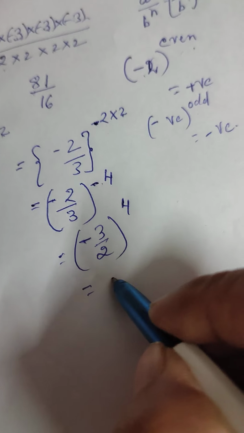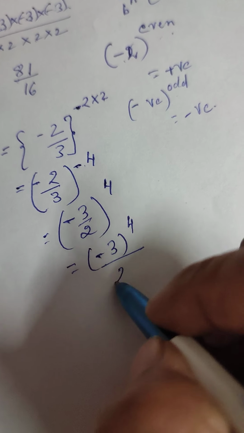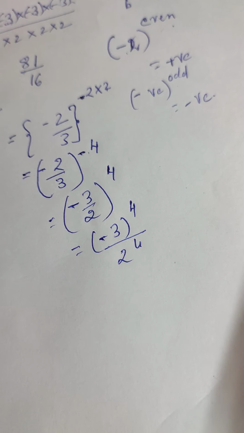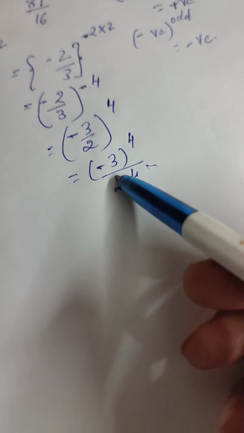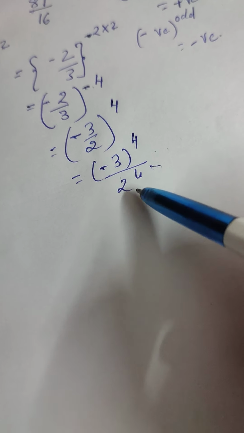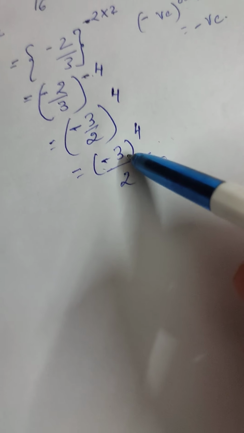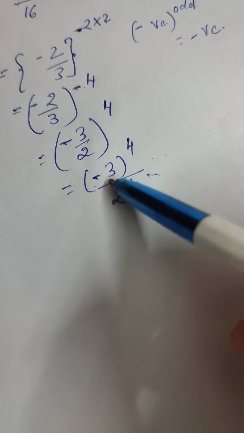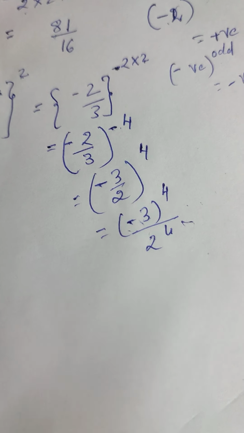Now again what does it mean? (-3)^4 and 2^4. So again the same way we can simplify. Either you write (-3) into (-3) into (-3) into (-3) by 2 into 2 into 2 into 2, or you can directly write 3 into 3 into 3 into 3, because the answer will always be positive. I hope you understood it.